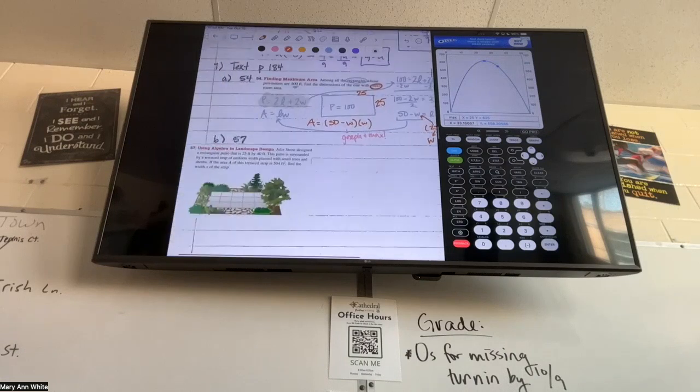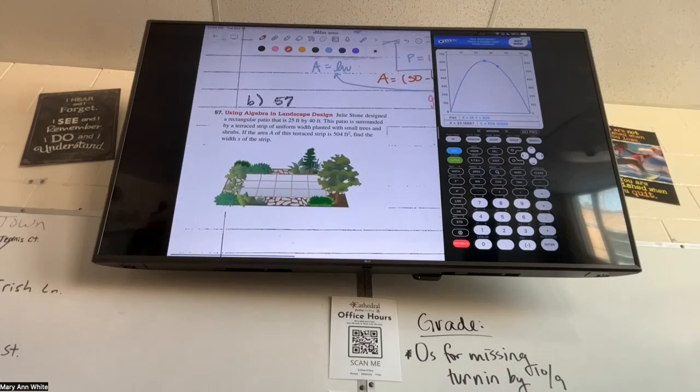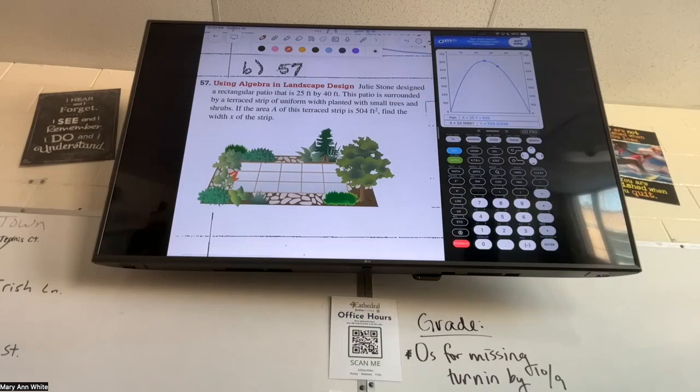This one says, Julie Stone designed a rectangular patio that is 25 feet by 40 feet. You can even take that picture that's drawn there, I can do 25 feet by 40 feet. Maybe I'll do it better. That's like the patio, the little stone pieces. It's surrounded by a terrace strip of uniform width. So these are all the same width, the same distance. Planted with small trees and shrubs.